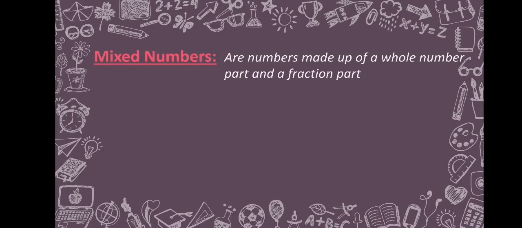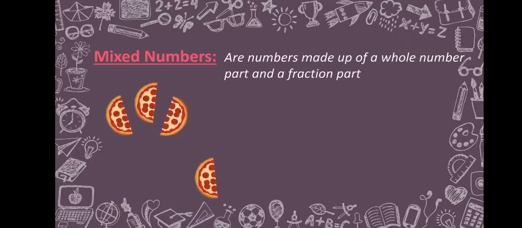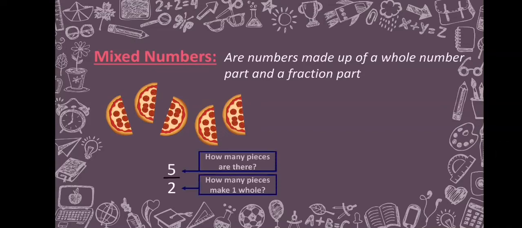Mixed numbers are numbers that are made up of a whole number part and a fraction part. Like here I have 1, 2, 3, 4, 5 slices of pizza. So I have 5 over 2. The 5 tells us how many pieces there are. The 2 tells us how many pieces make one whole. So let's stick them back together. Every 2 halves will give us one whole pizza.